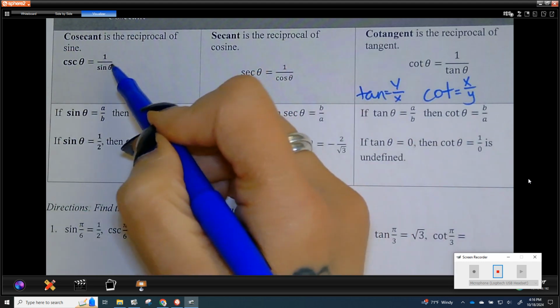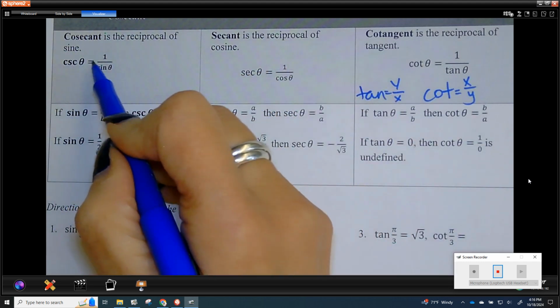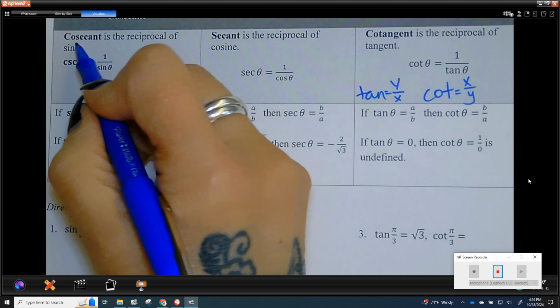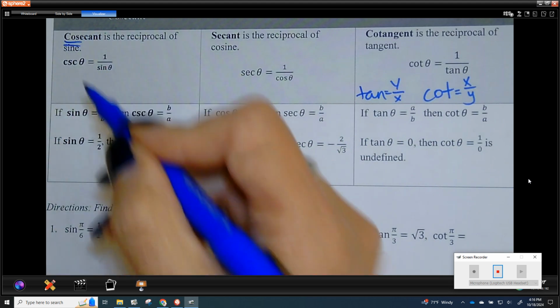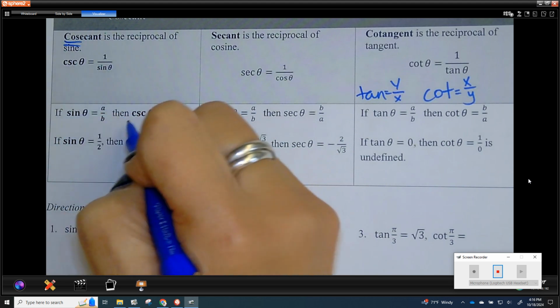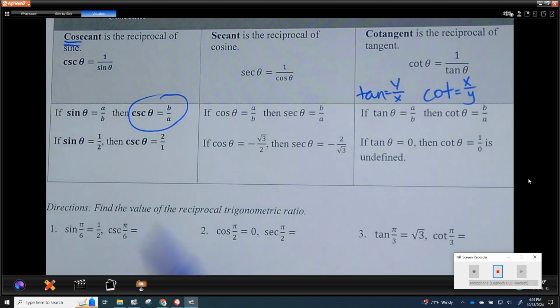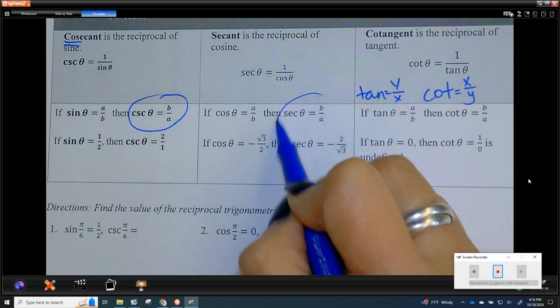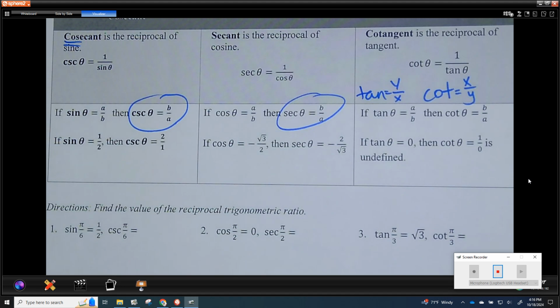But all these cosecant, now to remember which one goes with which, you would think this went to cosine. No, it goes to sine. So you find sine and then you flip it. You find cosine and then you get the reciprocal. That's all you have to do. So let's do this one. And then hopefully that'll help you with these.